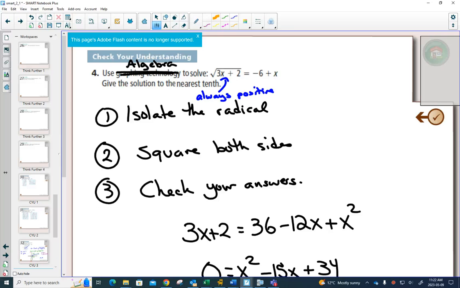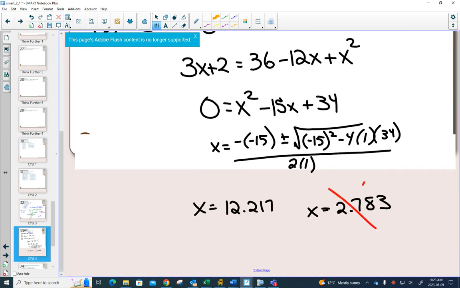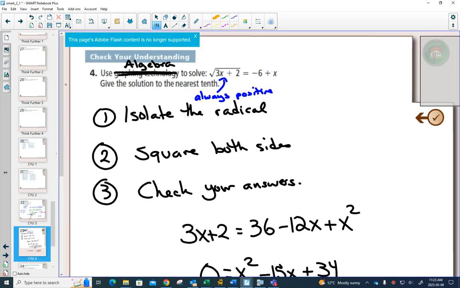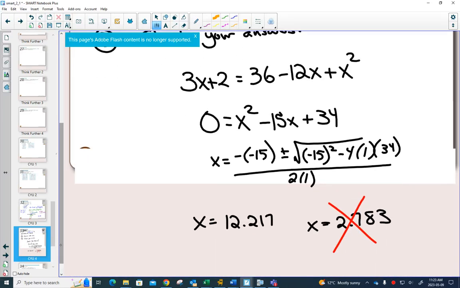So that's an important thing to know, that square roots are always positive, because I can go right away and, without doing a lot of heavy-duty math, I can cancel this one out. Because if I plug in 2.7 into the right-hand side, negative 6 plus 2.7 will be negative. And I know right away that that doesn't work. But if I check the 12.2, this side is positive, this side is positive, that one works. So the only answer is 12.2.